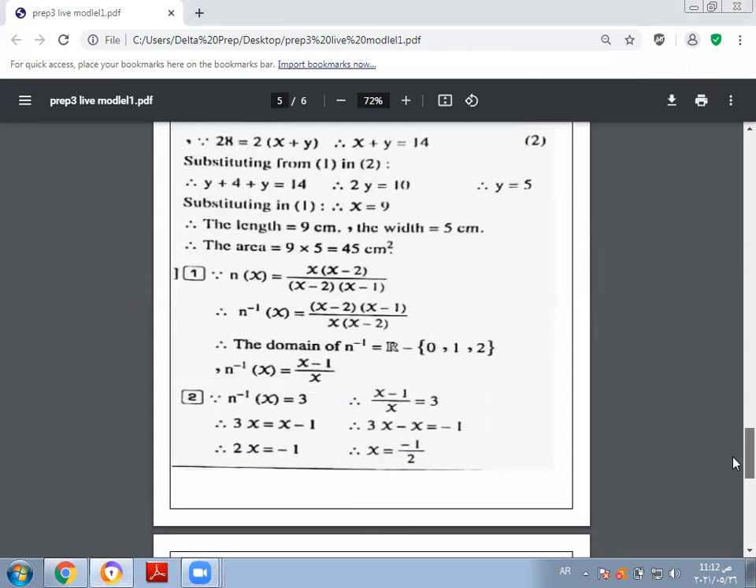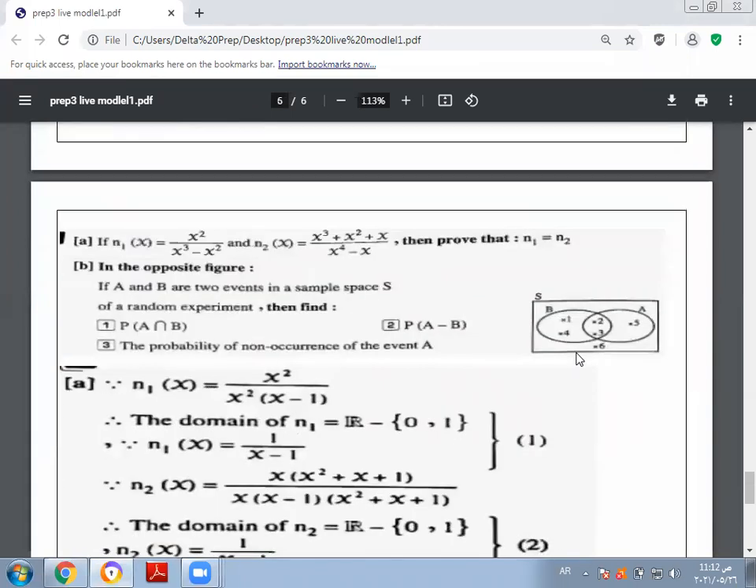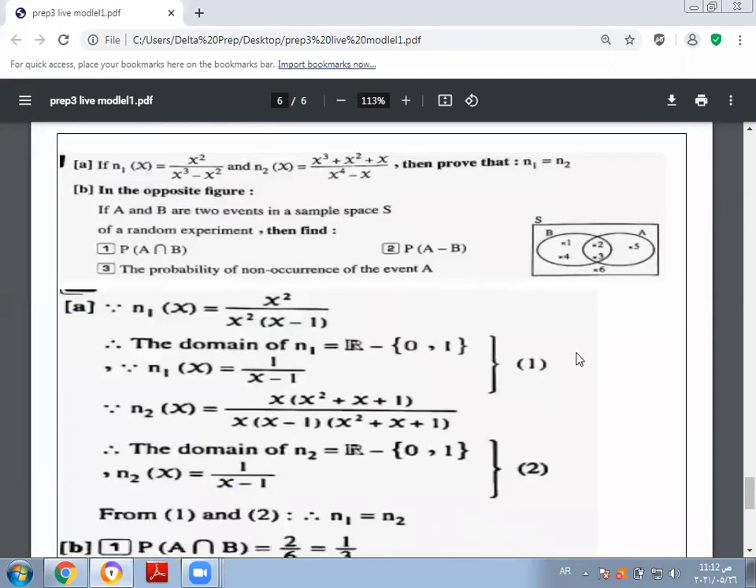Next question. Question number 5 consists of two questions, question letter A and question letter B. Question letter A: if n1(x) equals x power 2 over x power 3 minus x power 2, and n2(x) equals x power 3 plus x power 2 plus x over x power 4 minus x, then prove that n1 equals n2.